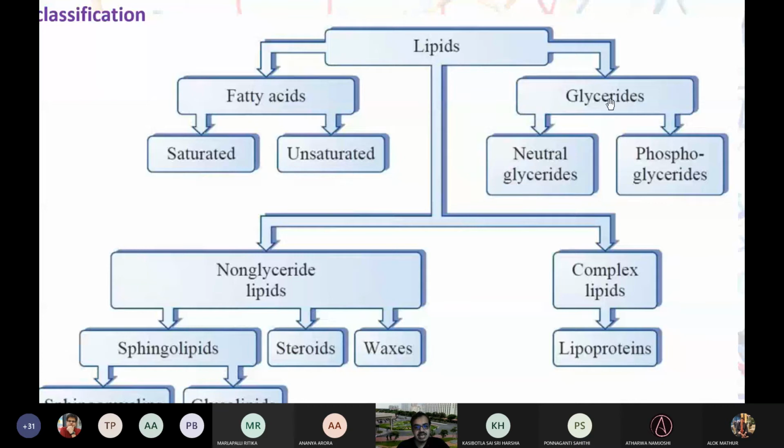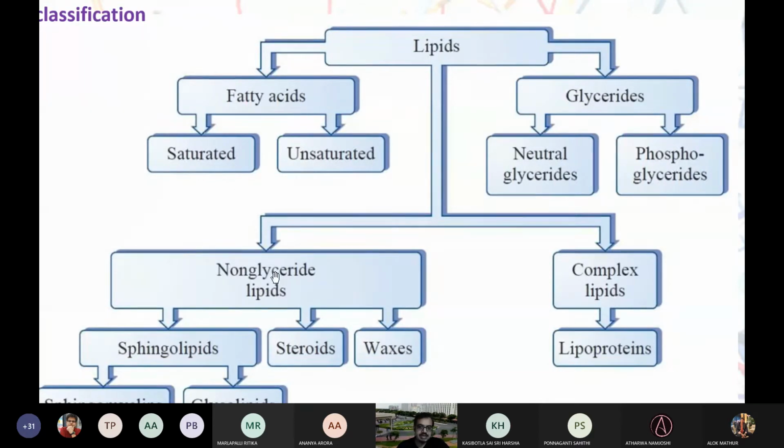It can be glycerides, meaning the fatty acids can be connected to a glycerol molecule, and so it can be neutral glycerides. We can have phosphoglycerides. We just saw phosphoglycerides, meaning glycerol linked to a phosphate molecule also. Neutral glycerides, we just saw that stearic acid is a neutral glyceride.